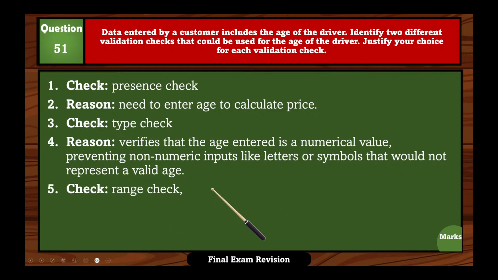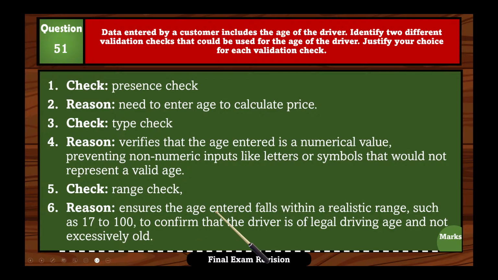Then third check, we can use the range check. Range check is used for what? Ensuring the age entered falls within a realistic range, such as 17 to 100, to confirm that the driver is of legal driving age and not excessively old. Okay, so that's question number 51.